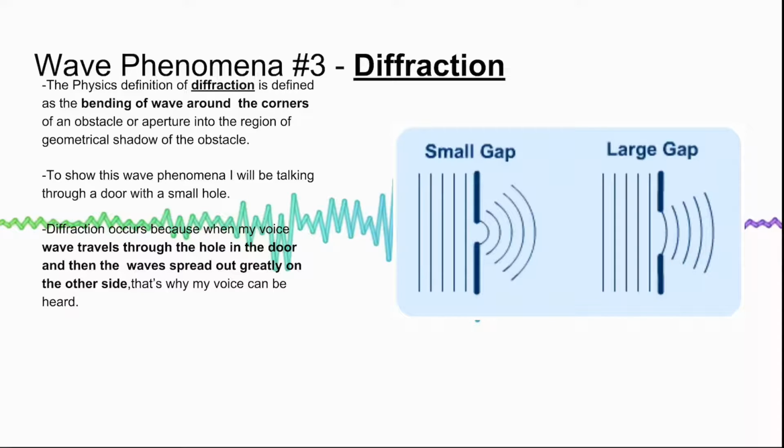To show this wave phenomenon, I will be talking through a door with a small hole. Diffraction occurs because when my voice waves travel through the hole in the door, the waves spread out greatly on the other side. That's why my voice can be heard relatively clearly. Before we watch the video, you may look at the picture on the right, small gap and large gap.